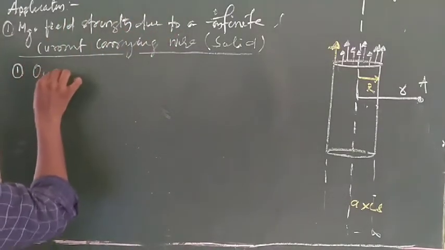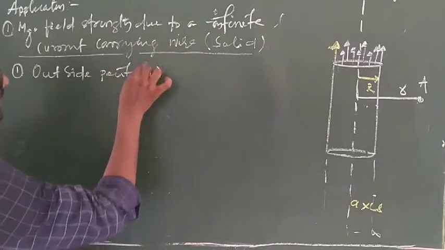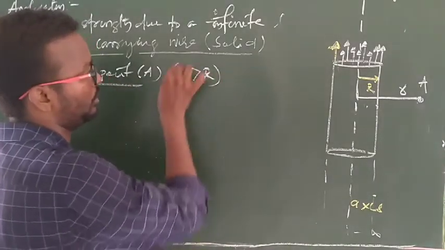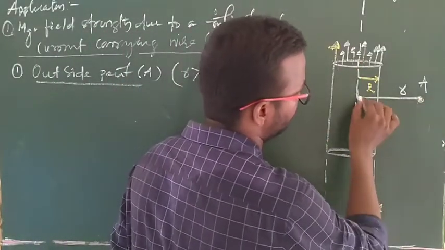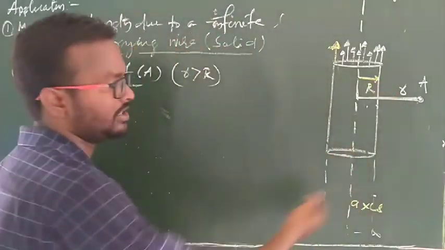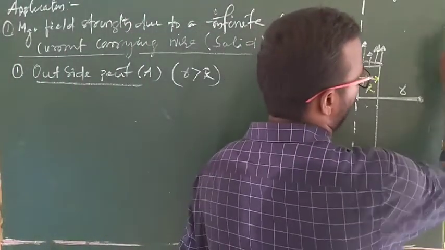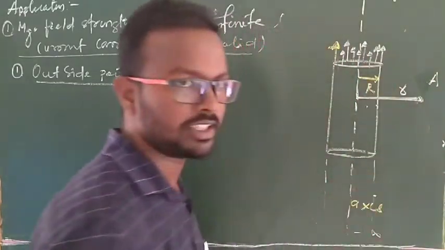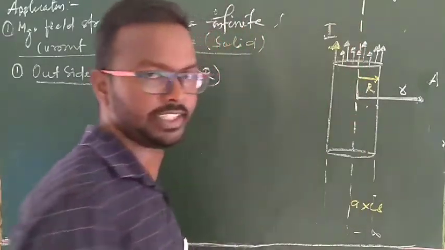the magnetic field outside, for an outside point. That means here r is greater than R. What is r? This is the distance from the axis where we have to find magnetic field strength. But capital R indicates the radius of the cylinder. So this is point A, where we have to find the magnetic field strength at a distance r from the axis of the cylinder. And this is the direction of current I flowing through the solid cylinder. Clear?